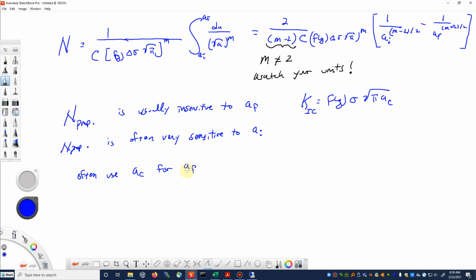Now for our initial crack size, what do you use? Do you use 0.1 millimeters? Do you use 2 millimeters? 5 millimeters? Well, the best thing to do with the initial crack size is to actually measure it. You can make some assumptions.